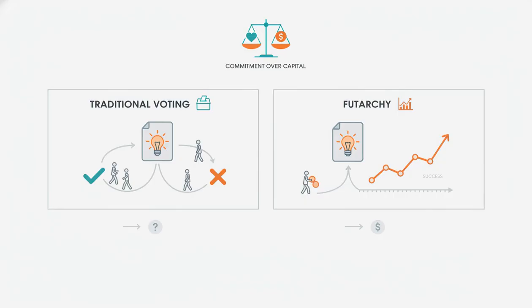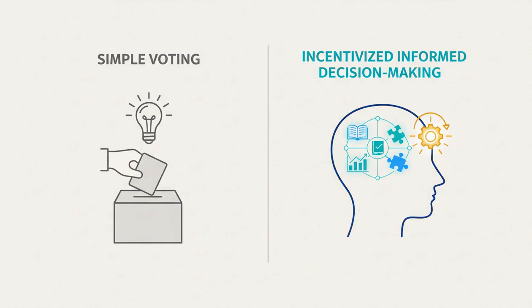Then there are even more advanced models, like futarchy, where participants don't just vote yes or no, they actually bet on the future success of a proposal if it passes. It's a fascinating way to surface what people truly believe will work. The goal isn't just voting. It's about incentivizing genuinely informed decision-making.